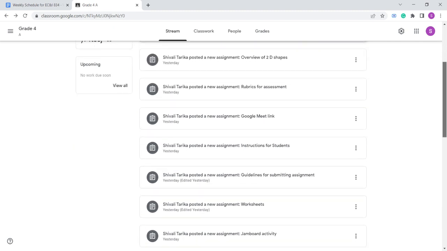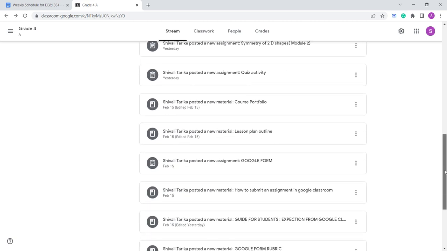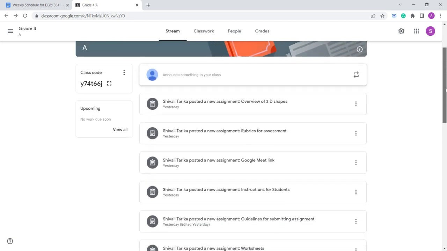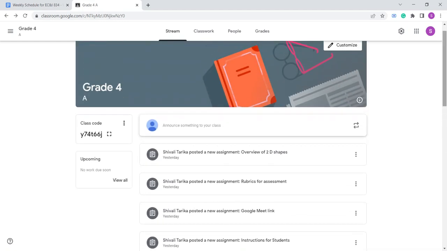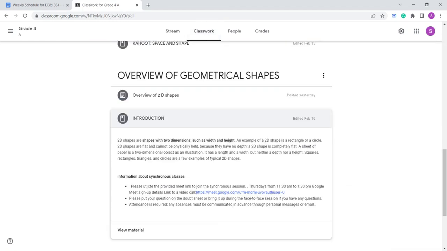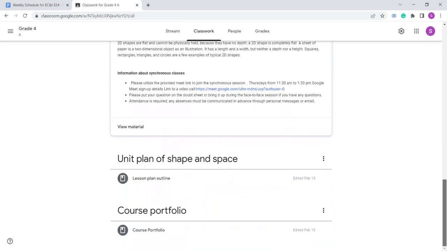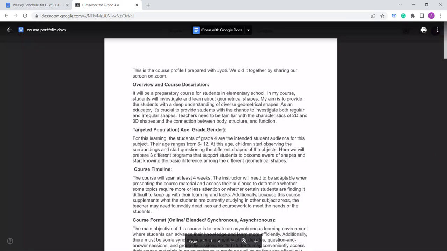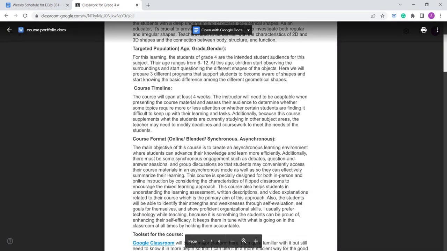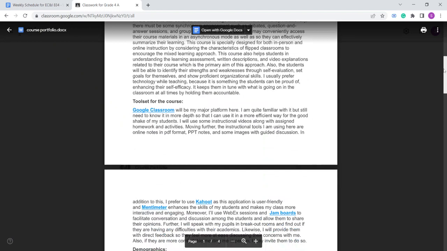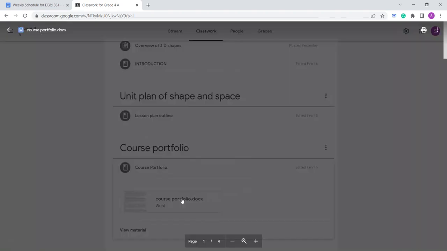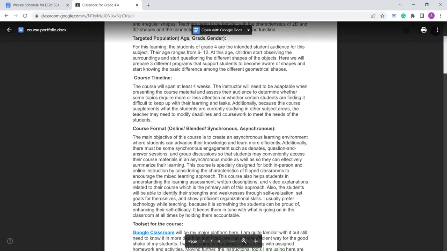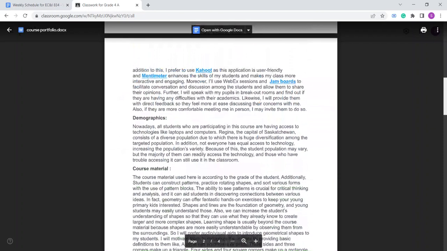And here are all the activities as well as the lesson plans that I posted in my Google Classroom. In the classwork, all the things are properly arranged, so I will show you my lesson plan. First of all, I added my course portfolio. In this course portfolio, I discussed my course description, target population, course timeline, and the tool sets that I will use in my Google Classroom. Actually, I use Google Classroom because it is a very helpful and easy way to teach the students.